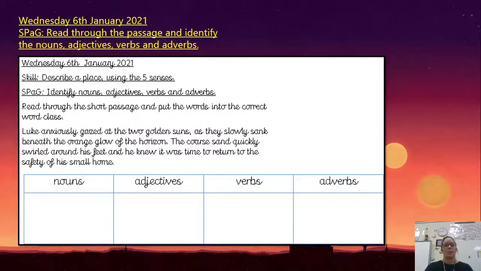Okay, so our SPAG skill today was to identify nouns, adjectives, verbs and adverbs. We're going to read through the short passage and then sort the words into the correct word class. So we've got nouns, adjectives, verbs and adverbs. Talk to somebody around you if you can and explain to them what each of these word classes are. Can you give an example of each of the words?